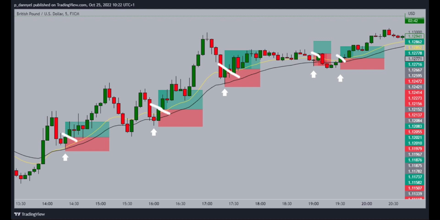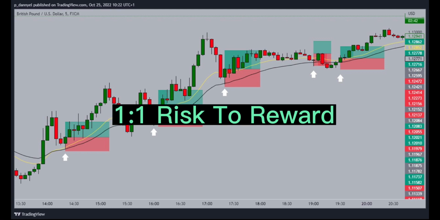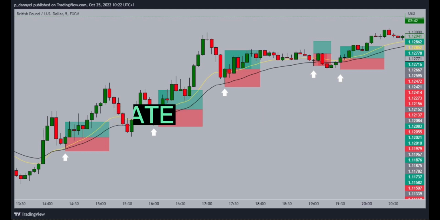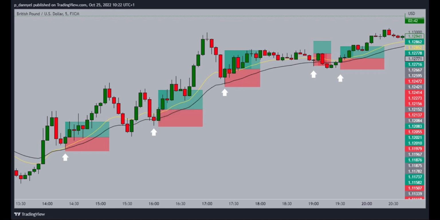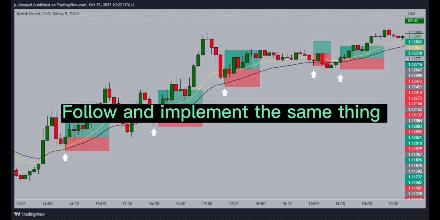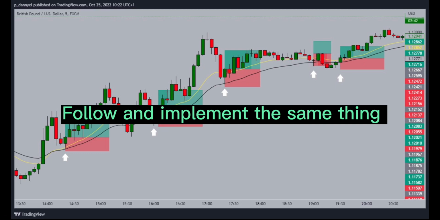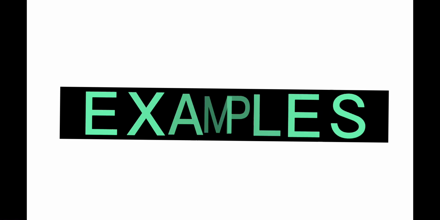In this example, out of these 5 trades, 4 worked out with a 1-to-1 risk to reward. And 1 was lost. That's a 90% win rate right there. This strategy is really good. If you follow exactly how I've shown you in this video and implement it correctly, you should be good to go. Let's look at more examples. I'm going to just show a slideshow of the remaining examples.